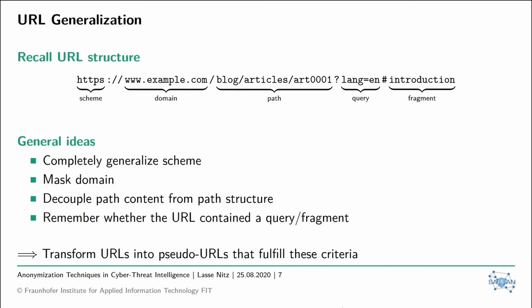Further, we want to mask the domain and we want to decouple path content from path structure, which means that we want to remember how a path looked like in a structural sense, but we are not interested in the actual path content. And lastly, we want to remember whether a URL contained a query or a fragment, but we are not interested in the actual content of these.